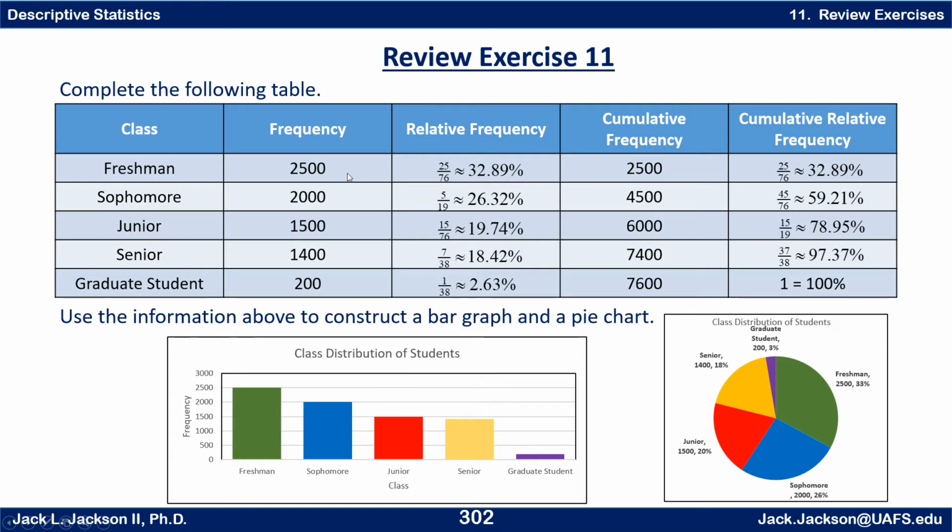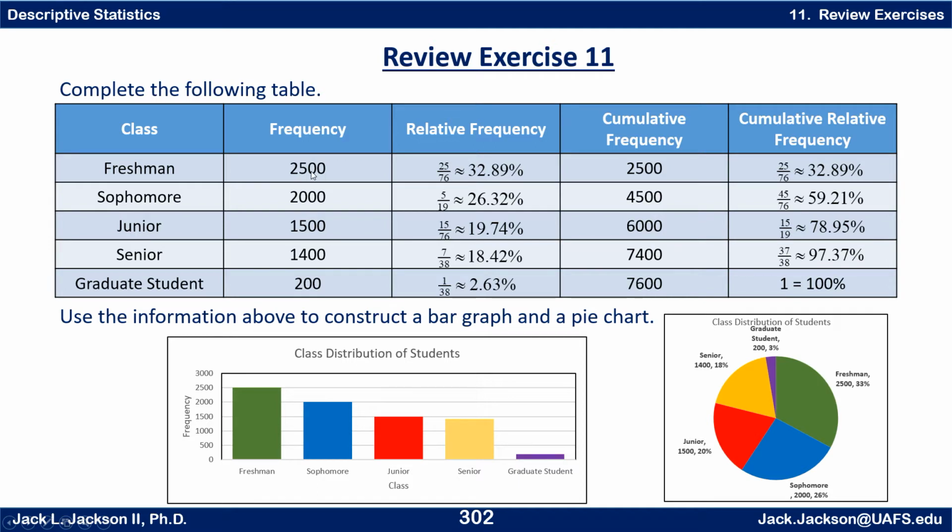So first of all, for the relative frequency, all we have to do is divide each of these numbers by the total. So first we add these up. Add the first two, that's 4,500, 6,000, 7,400, 7,600. So we just divide these.